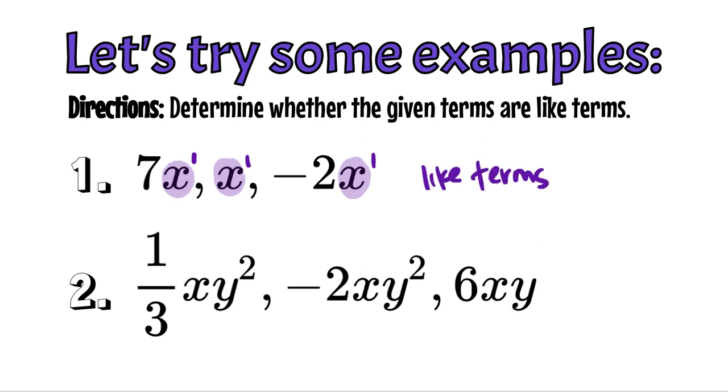In number 2, we have 1/3 xy squared, negative 2xy squared, and 6xy. So in the first term, notice we have x, and that's again raised to the first power, and we have y raised to the second power. In the second term, we have x, again raised to the first power, and we have y, also raised to the second power. Therefore, these first two terms are like terms.